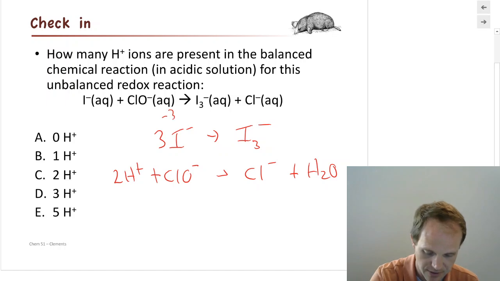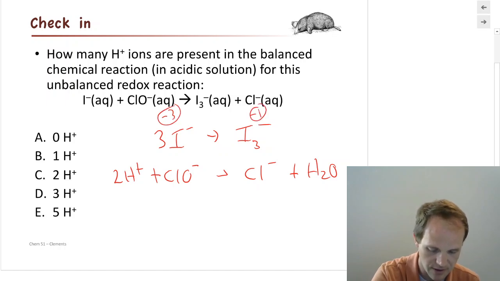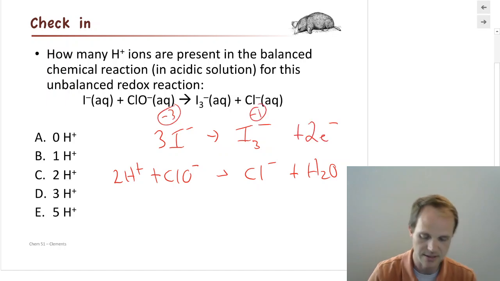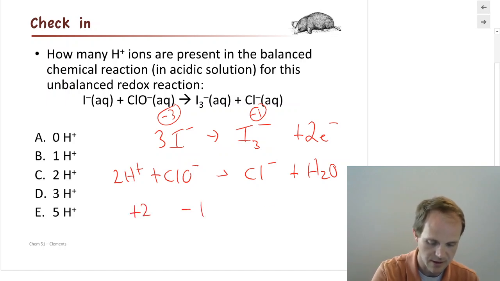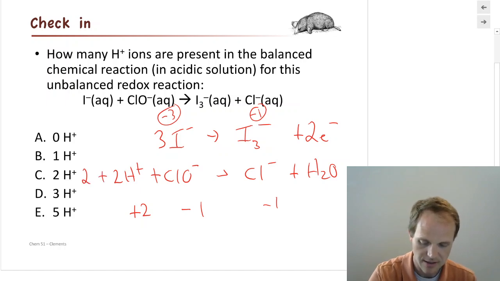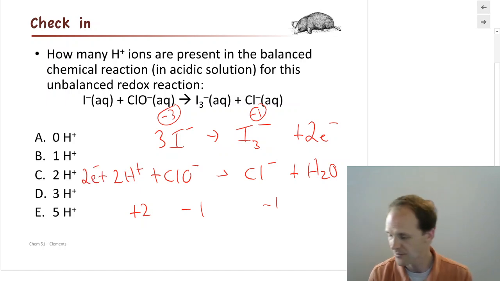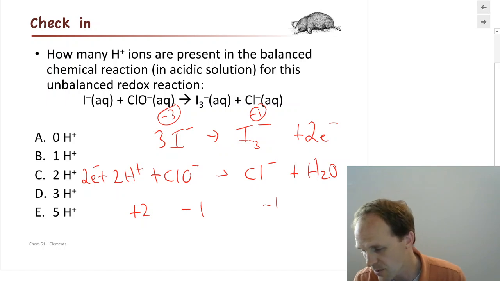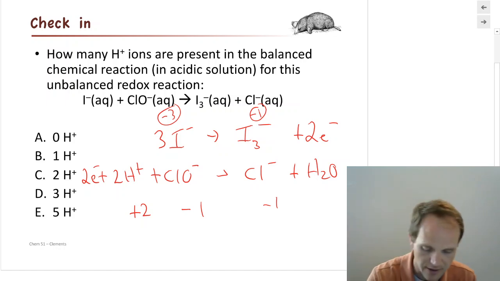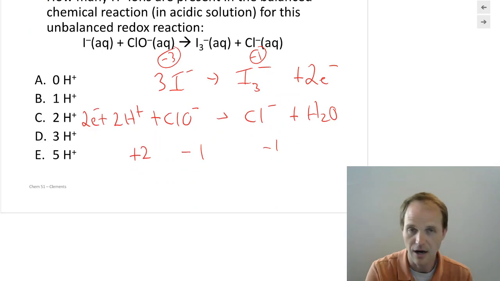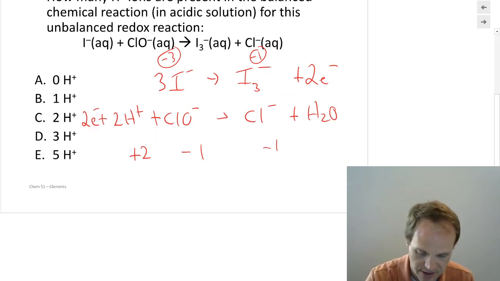I've got a -3 over here, and I've got a -1 over here. So I need 2 electrons there. I've got a +2 here, and a -1 equals a -1. So I've got to put what? 2 electrons in this side. And very nice of me, you didn't have to multiply electrons out for this one at all. And so we've just got what we have here. Our electrons are balanced, so we put all those together.